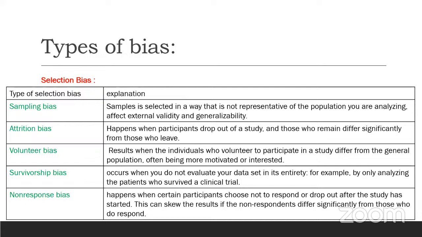Non-response bias happens when certain participants choose not to respond or drop out after the study has started. This can skew the results if the non-respondents differ from those who do respond.